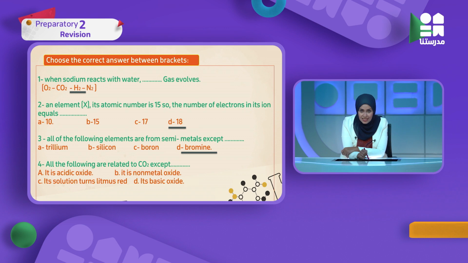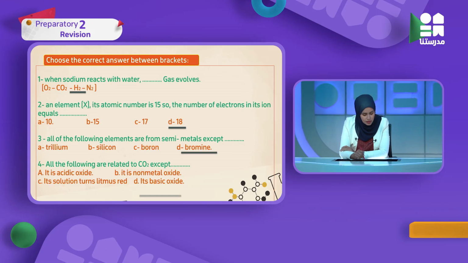It's basic oxide. How did I know? I started by splitting carbon dioxide into carbon and oxygen. Carbon is a non-metal, so it's a non-metal oxide. Second, a non-metal oxide forms an acidic oxide. Third, it's acid, so litmus paper turns red. Okay? So my answer is basic oxide.